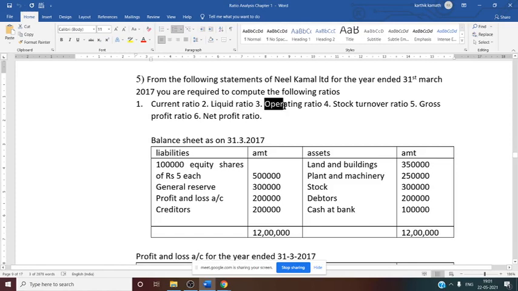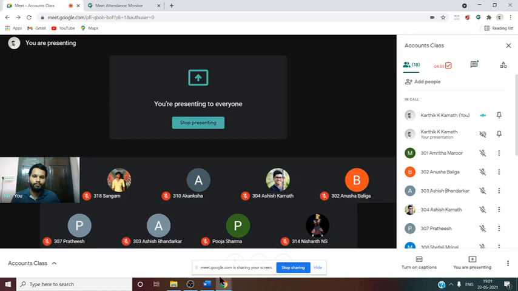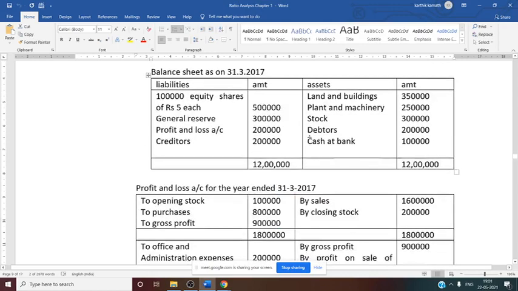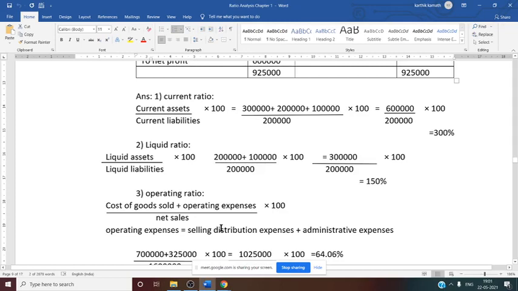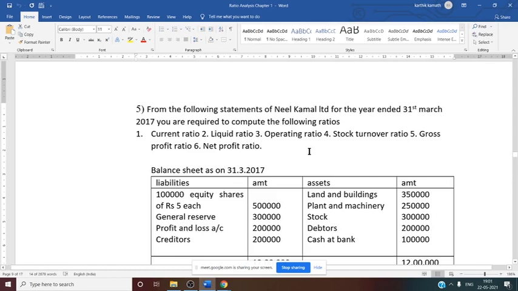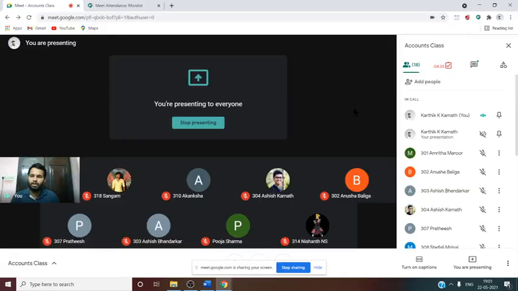So now next, third one is operating ratio. What is the formula for operating ratio? Can anyone tell me the operating ratio formula? Do you remember the formula for operating ratio? Operating ratio consists of operating expenses. So formula for operating ratio is equal to cost of goods sold plus operating expenses divided by net sales into 100.